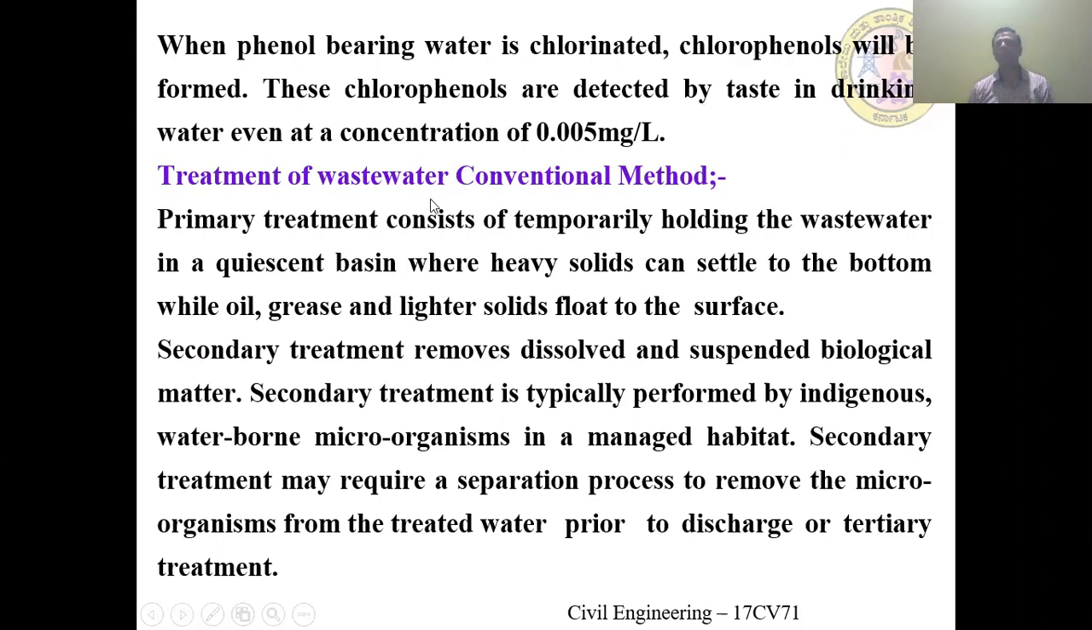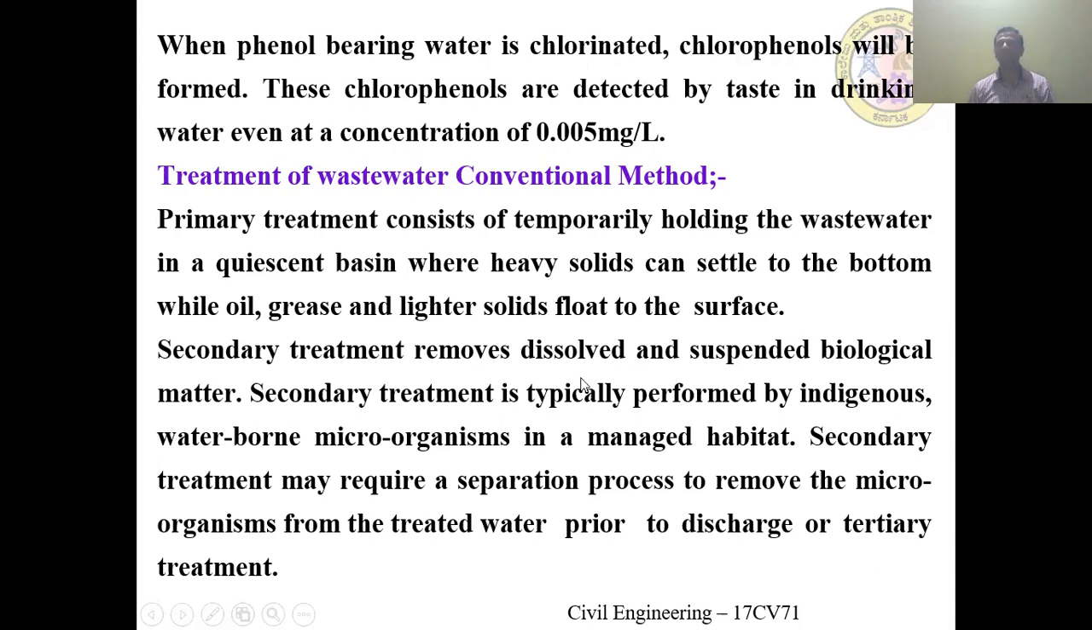How can we treat wastewater by conventional methods? Primary treatment consists of temporarily holding wastewater in a quiescent basin where heavy solids can settle to the bottom, while oil, grease, and lighter materials float on the surface. This is nothing but an oil and grease trap, where we are able to remove oil and grease. Then heavy metals and inorganic substances are going to be collected at the bottom. It can be cleared out.